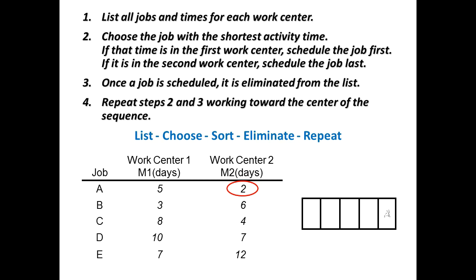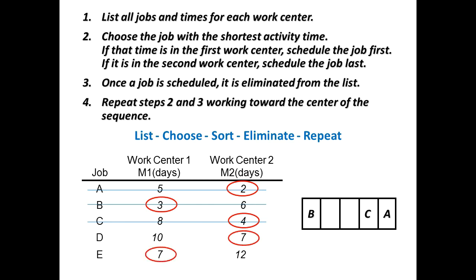For this case, it is in work center 2, so we will schedule job A last. After job A has been scheduled, eliminate job A from the data. Repeat the choose, sort, eliminate, repeat step until all jobs are scheduled.